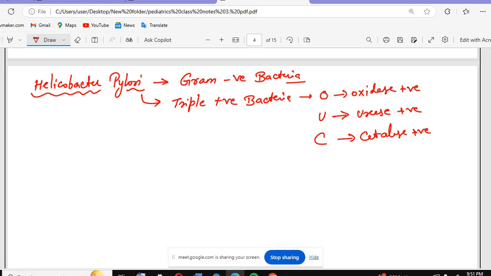Why are they surviving in the acidic medium? You know, our gastric HCl has a pH of around 1.4, and gastric acid. So how will they survive in this acidic medium? They will survive with the help of this urease. Basically they will produce two enzymes.